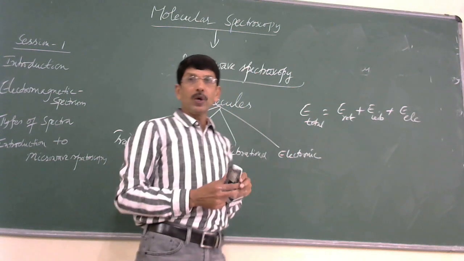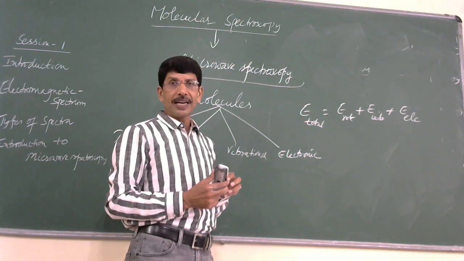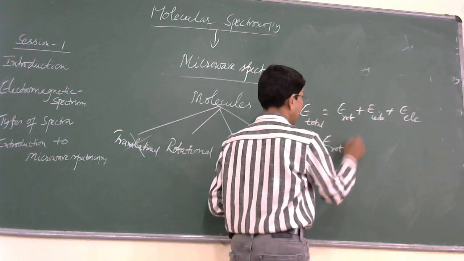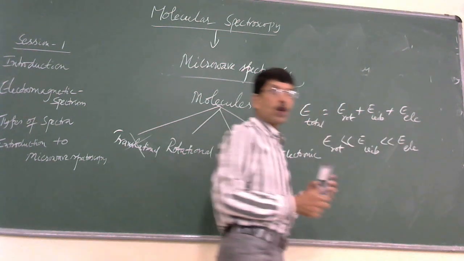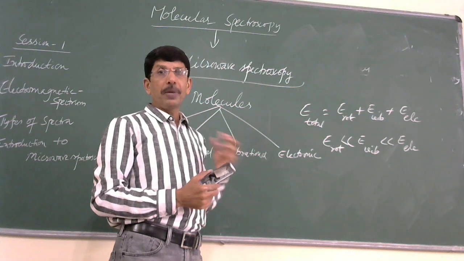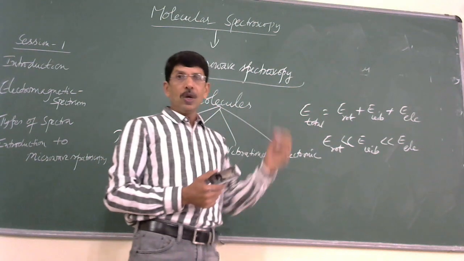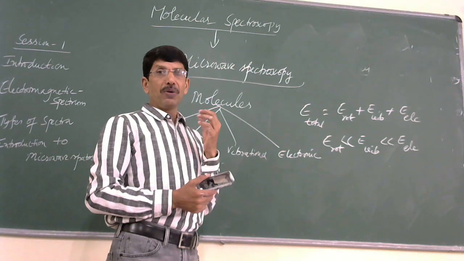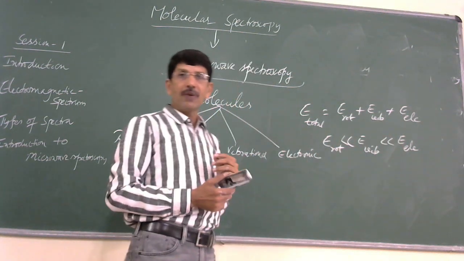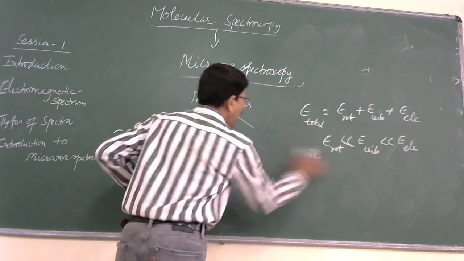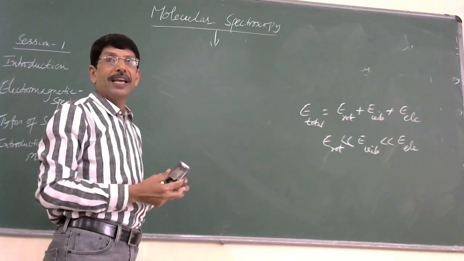When you look at the magnitude of these energies, namely rotational energy, vibrational energy, and electronic energy, rotational energy is far less than vibrational energy, and vibrational energy is far less than electronic energy. According to the Born-Oppenheimer approximation, the total energy of the molecule is the sum of rotational, vibrational and electronic energies. All these energies are quantized, so only certain values of energy are possible.